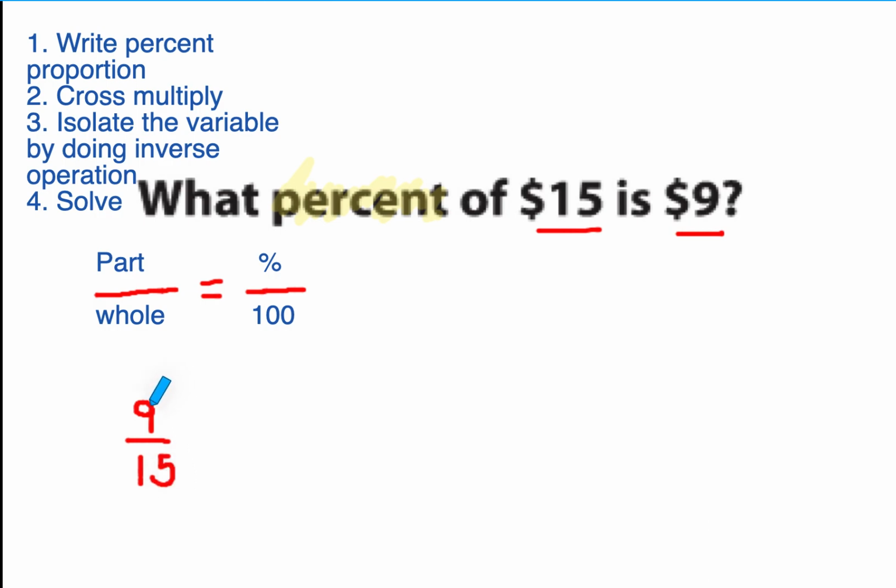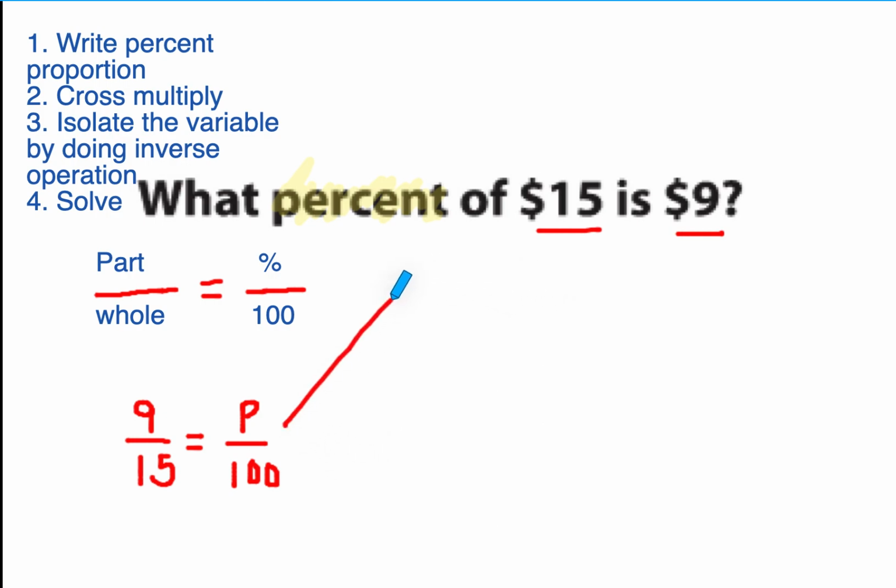You're saying, what percent of 15 bucks is 9? Now, we don't know the percent. That's what we're trying to figure out. That's going to be our unknown. We could put a P for the variable, P for percent, or you could put an X, and you're always going to keep it out of 100. That won't change, because it's always going to be out of 100. Okay, so we have right now 9/15 equals P over 100.